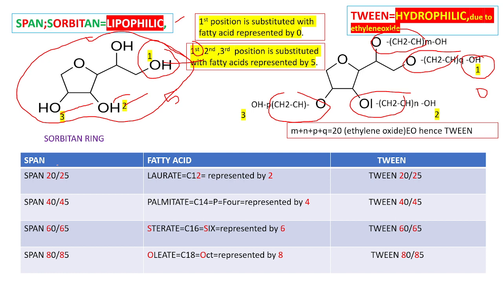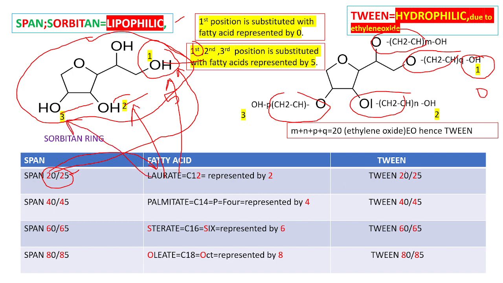Now we can get here. See, Span 20: the 2 indicates lauric acid. Lauric acid is a fatty acid that can be substituted. The 0 indicates lauric acid is substituted at the first position, that's all. Next one is 5. Span 25 means lauric acid can be substituted at the first, second, and third positions.